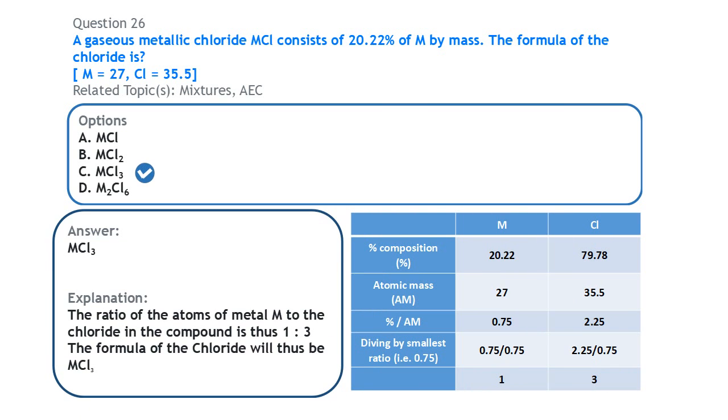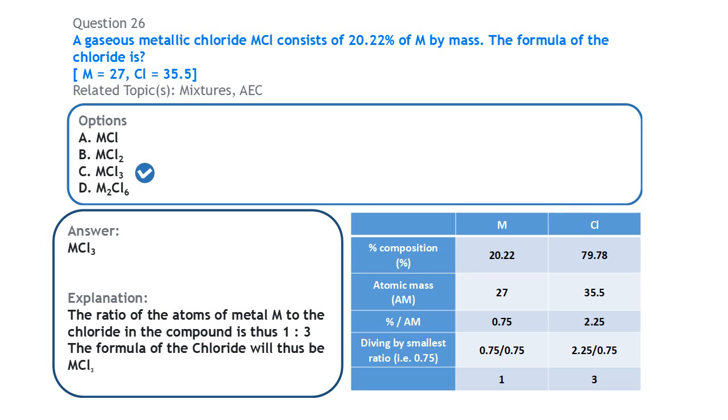Alright, to determine the empirical formula for the compound, let's start with what we have from the question, the percentage composition. They give us the percentage composition of M in the substance as 20.22, but they did not give us that for the chlorine. They said this is a metallic chloride containing a metal M and chlorine. They only give us the percentage of M as 20.22. So how do you get the percentage of the chlorine?